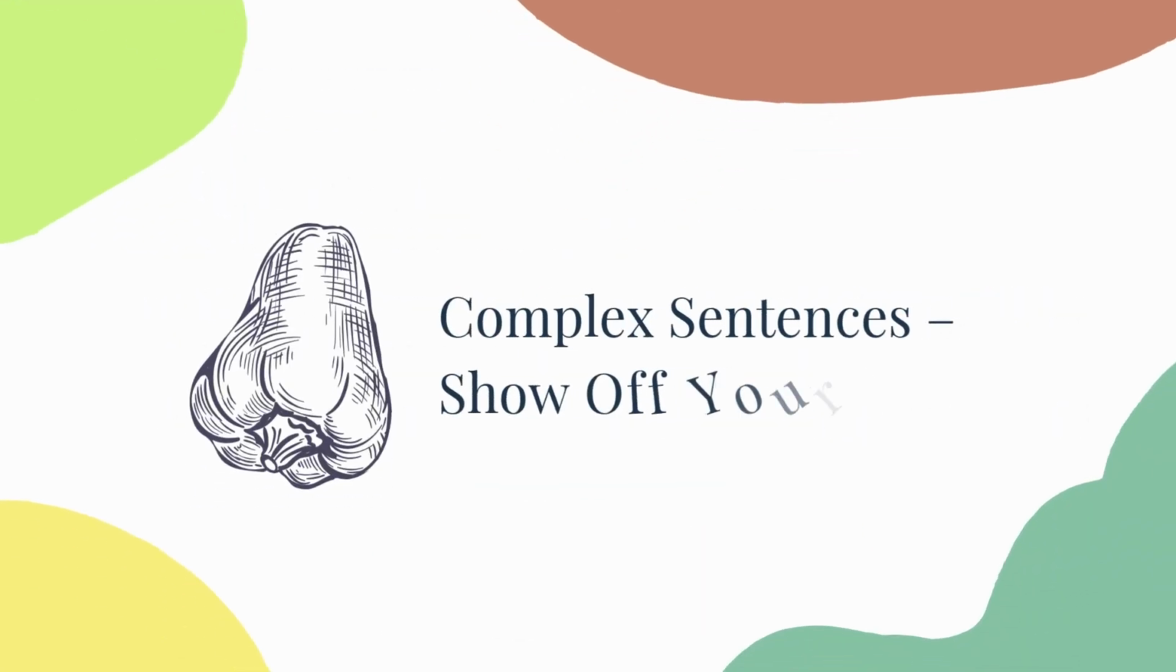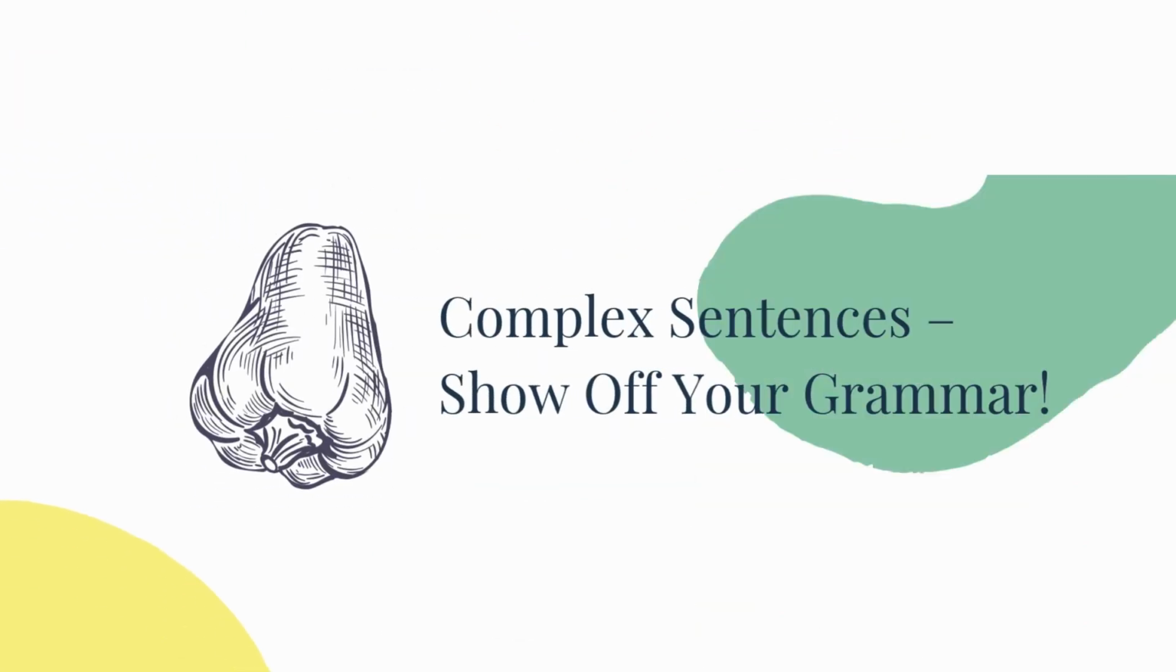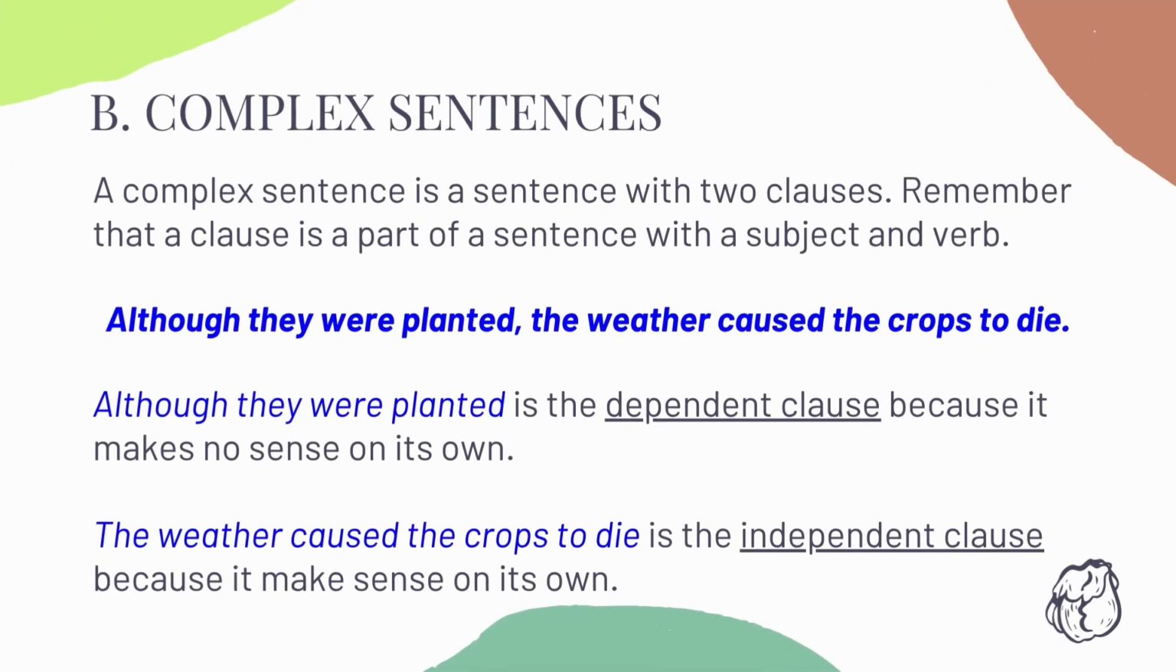Complex sentences. To get a band 7 or higher, you need to use a range of complex sentence structures. A complex sentence is a sentence with two clauses. One of those clauses is independent, which means that it makes sense on its own without the other clause. The second clause is a dependent clause, which means that without the other clause, it makes no sense. Remember that a clause is a part of a sentence with a subject and verb.